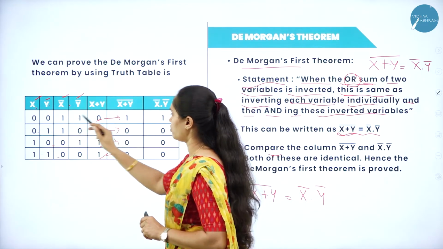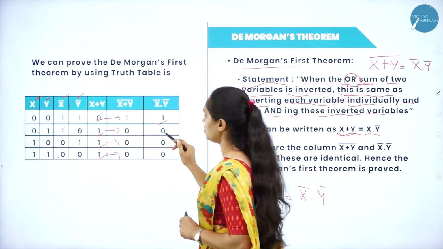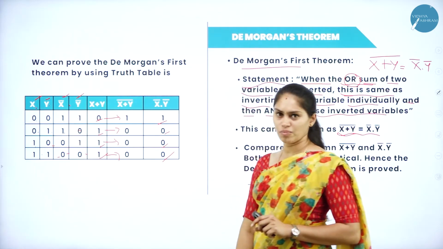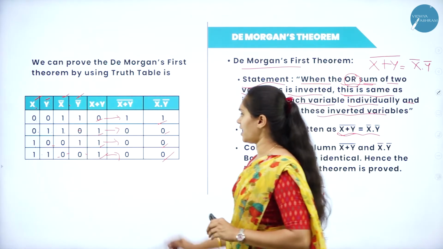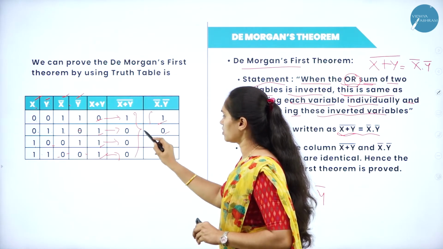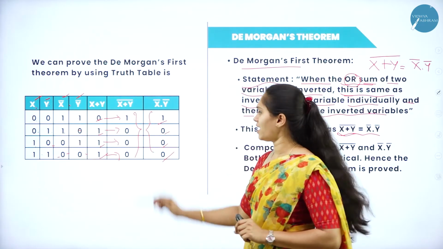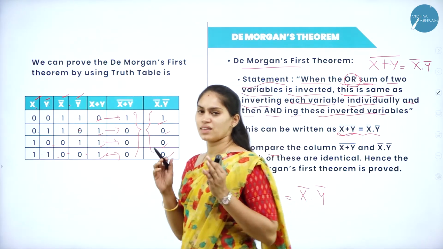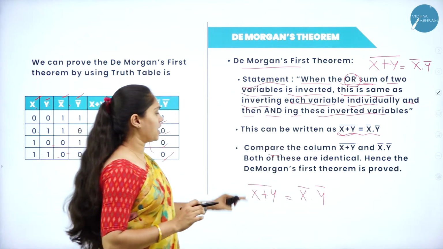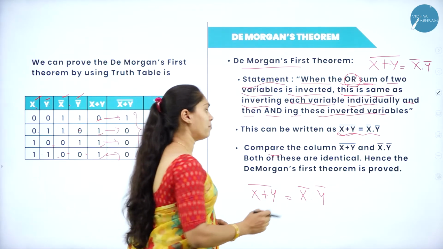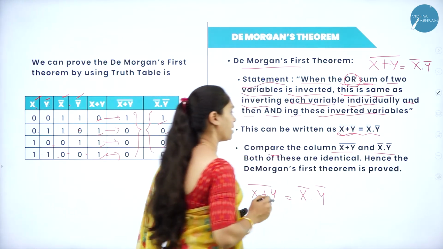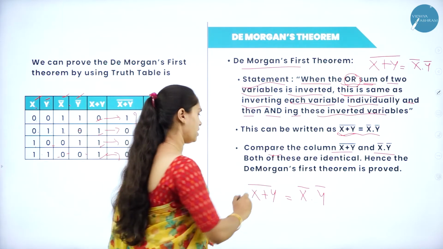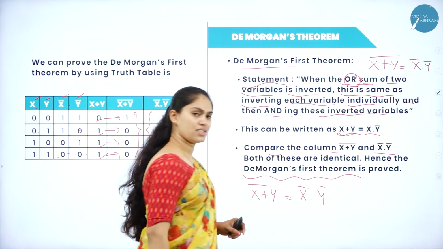After that I can have the multiplication of x bar and y bar. So 1 into 1, 1. Then 1 into 0, 0. 0 into 1 will be 0. 0 into 0 will be 0. If you observe these two columns, that is (x plus y) bar and x bar into y bar, both yield the same result. That is what we have proved in De Morgan's first theorem. You can compare the columns of (x plus y) bar and x bar dot y bar. Both are identical. That means we have proved De Morgan's first theorem.